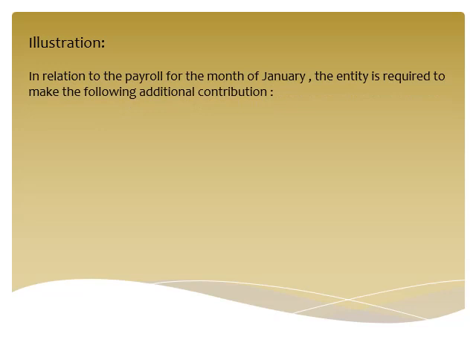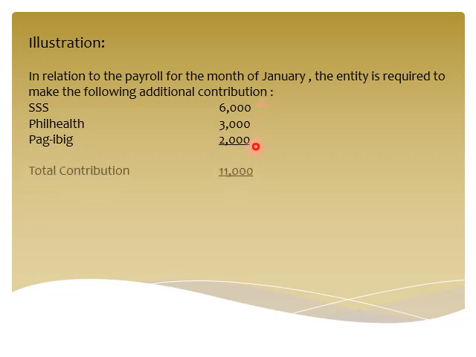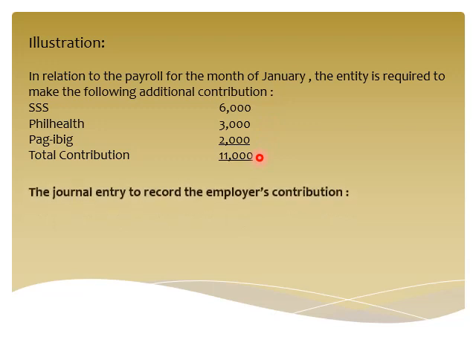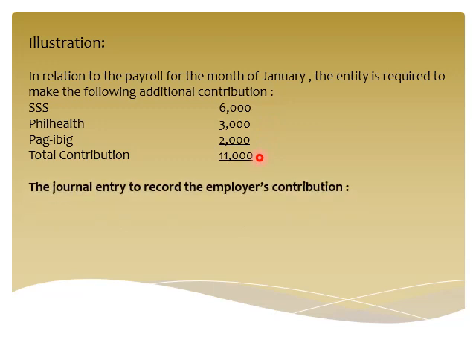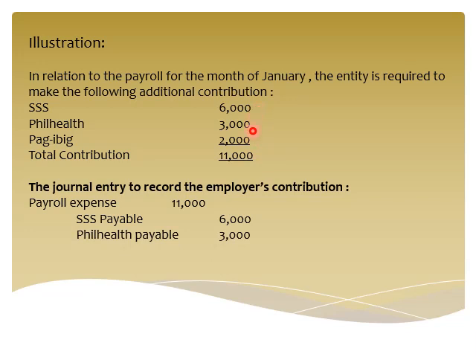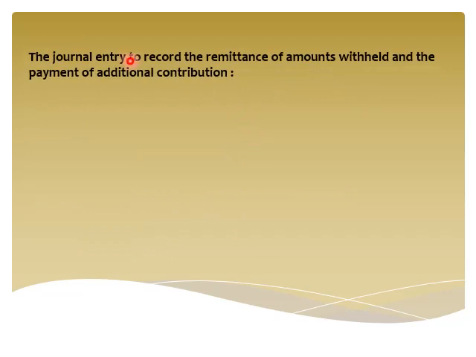In relation to the payroll for the month of January, the entity is required to make the following additional contributions. So for the employer's contribution, we have SSS 6,000, PhilHealth 3,000, Pag-ibig 2,000, a total contribution of 11,000. The journal entry to record the employer's contribution, payroll expense total of 11,000, SSS payable 6,000, PhilHealth payable 3,000, and Pag-ibig payable 2,000.